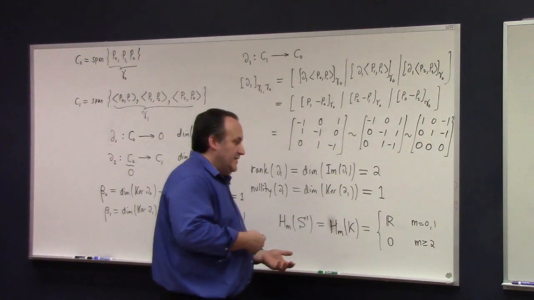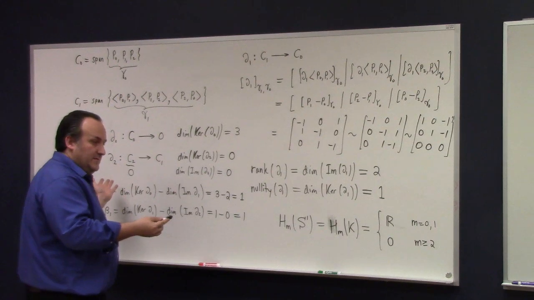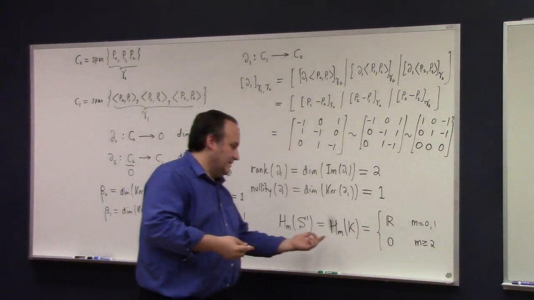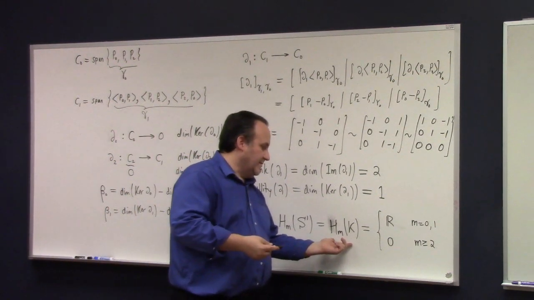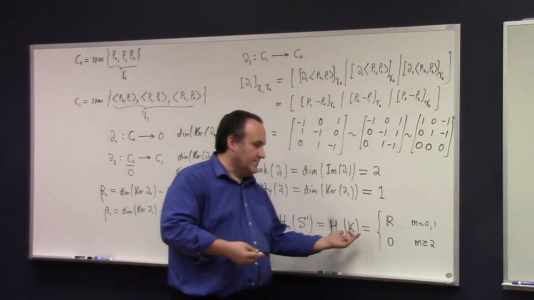But we've calculated the homology groups of the triangle through this algebra, linear algebra. And that reveals that these are the homology groups of the circle. So the Betti numbers are 0 and 1.